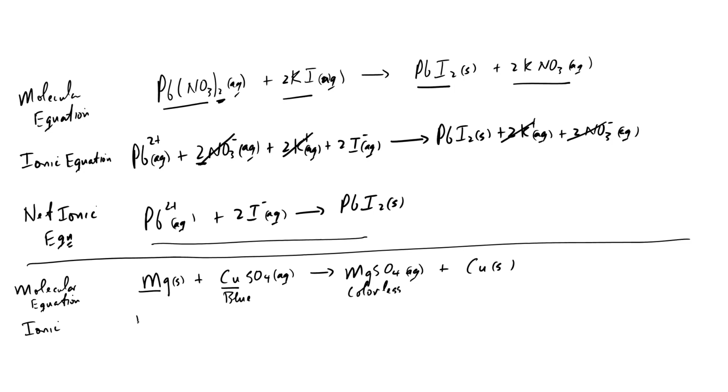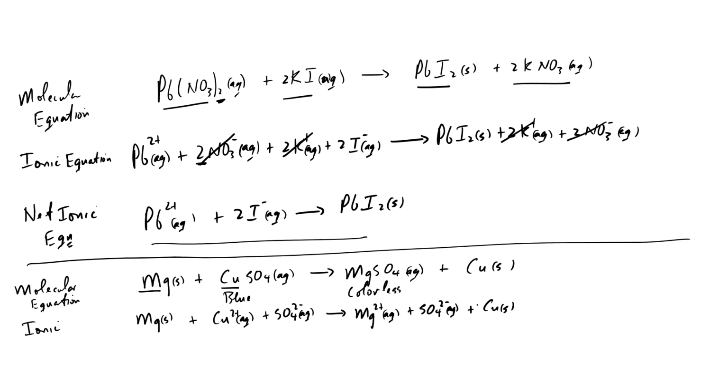And in this case, the magnesium solid would be unchanged. The copper 2 sulfate would be in an aqueous solution, so that will dissociate to form Cu2+ aqueous and SO4 2- aqueous. All right? And then on this side, the magnesium sulfate would also be dissociated to form Mg2+ aqueous and SO4 2- aqueous, plus Cu solid.